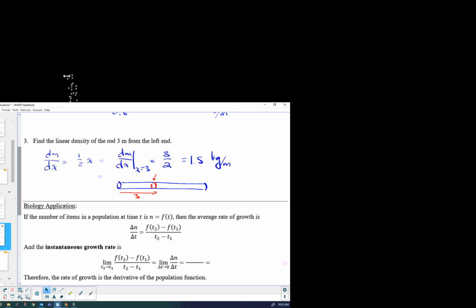Yeah, at 3, it's 1.5 kilograms per meter. Well, we plug in a different number. Suppose I plugged in at 4 meters. Then my linear density at 4 meters, if I came up here to 4 meters, and if I plugged it in, then I would get a linear density of 2 kilograms per meter. So as I go from left to right, it looks like my density is increasing. So it gets heavier the further we go to the right.